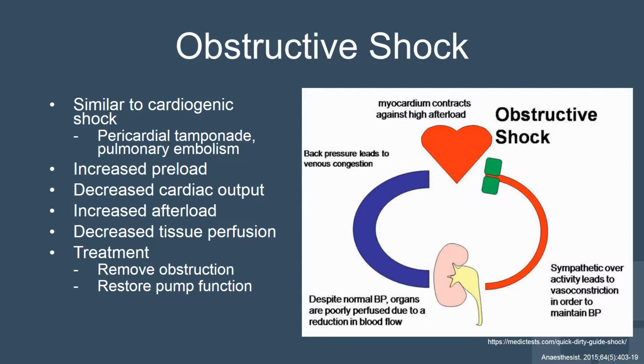We see an increased preload that can lead to venous congestion. We see a decreased cardiac output, again, because that heart cannot pump effectively against whatever that obstruction is. There will be an increased afterload, again, as that sympathetic tone increases. There will be decreased tissue perfusion. And then the treatment is removing the obstruction. So if there is a pericardial tamponade, draining that fluid will help to restore the actual pump function itself, because that heart muscle was never truly injured. It just could not pump against whatever that obstruction was.